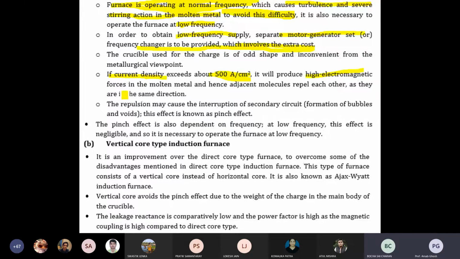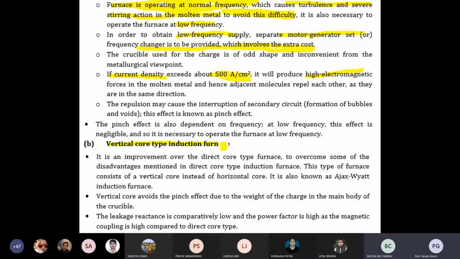The pinch effect also depends on the frequency. At low frequency, this effect is negligible, and so it is necessary to operate the furnace at low frequency. Okay, so I hope you are able to get that point. Next one is the vertical type induction furnace.